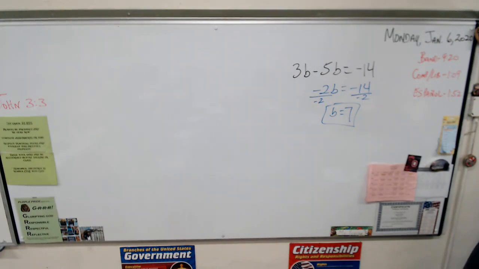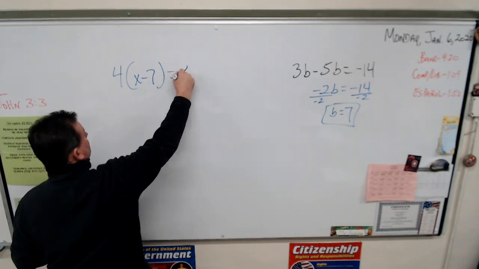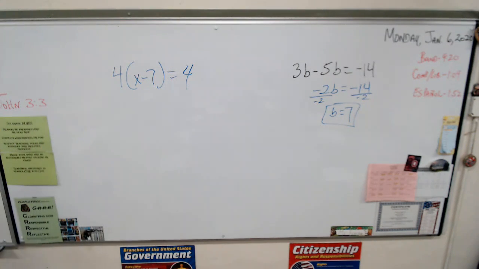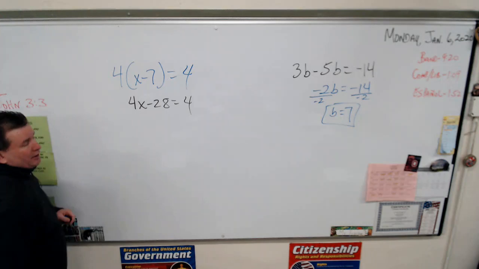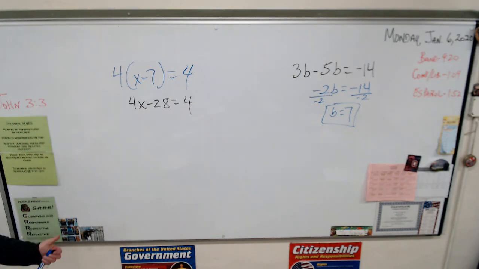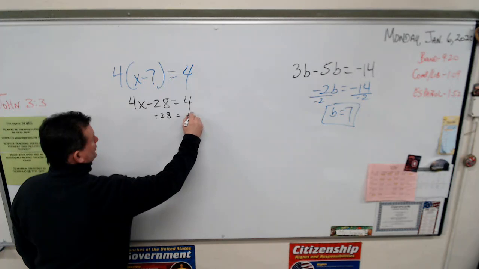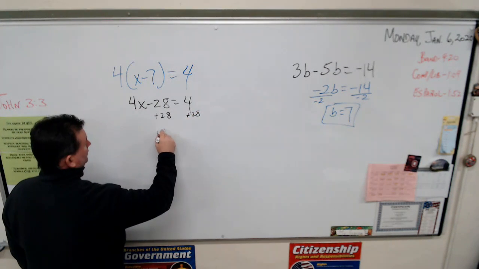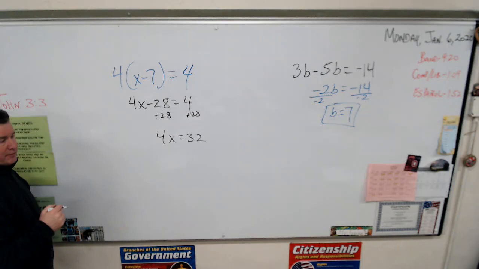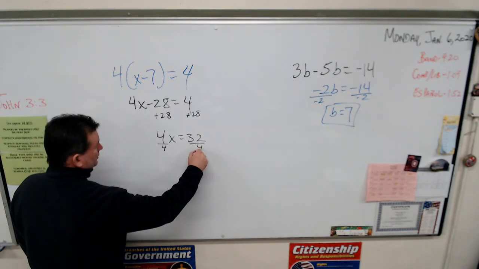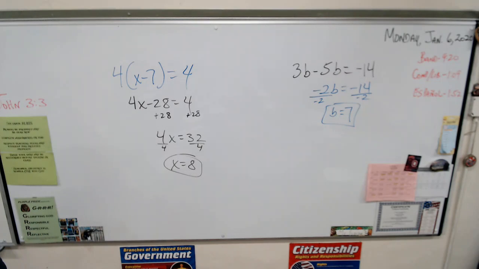Number 46. Lorelai, what am I going to do with the 4? I'm going to distribute it through the parentheses. Rachel, how do I get rid of the negative 28? Add 28. So x times 4 equals 32. How do I get rid of the 4, Sid? Divide by 4. X equals 8.